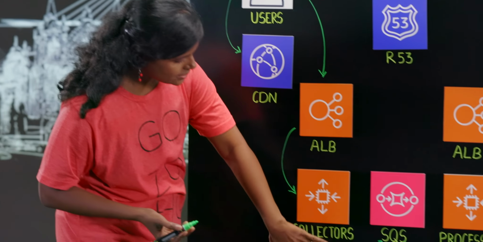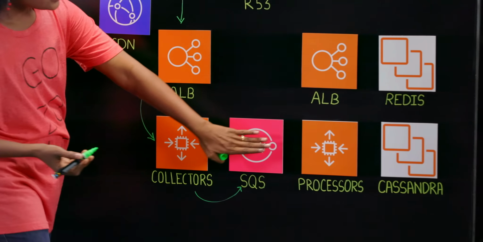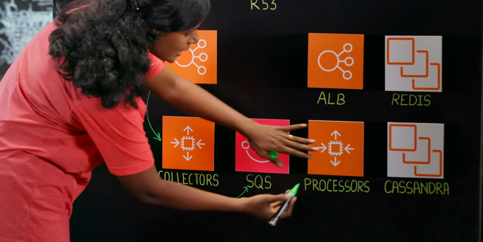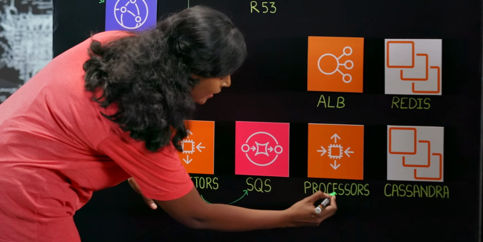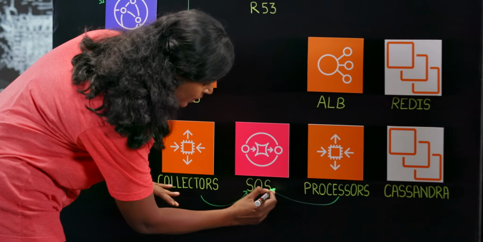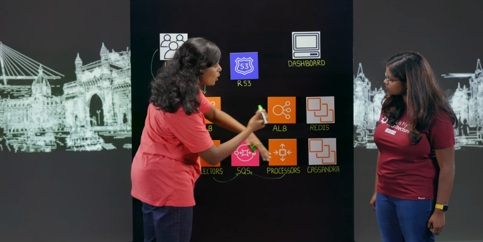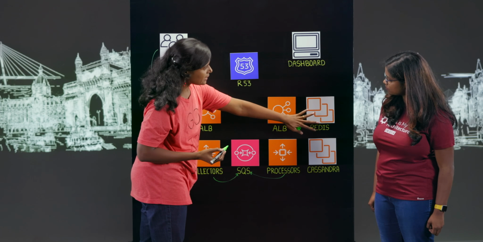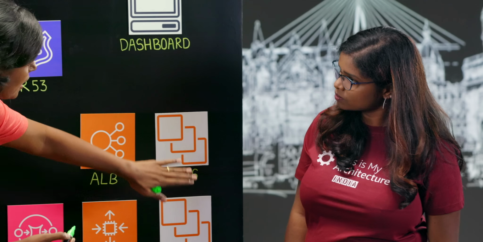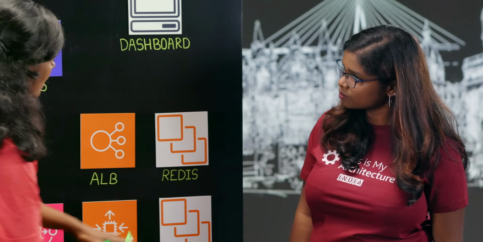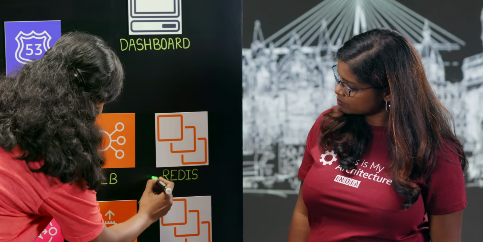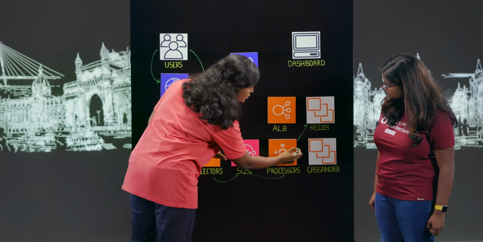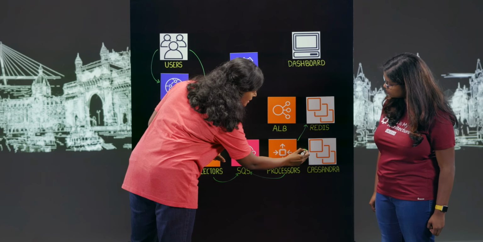Now, after this collects the information and puts into SQS, we have another set of EC2 instances which are auto-scaled, and that we call processors, which again fetch the information from SQS and do all the calculations that we want to do, all the processing. And we use two components here. One is for caching, other is for database storage. And for caching, we use Redis, have it in the cache and do the processing, and finally store the data into Cassandra.